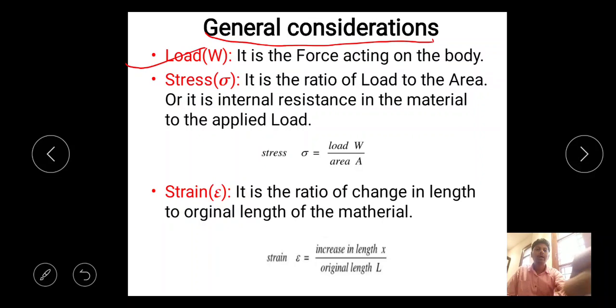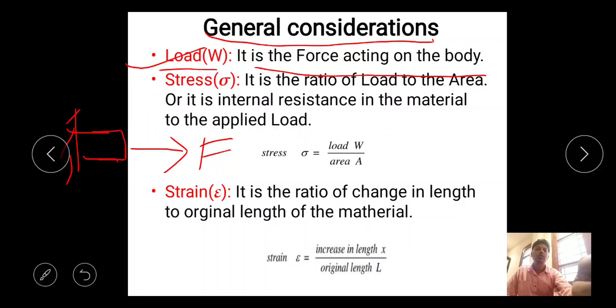That is, what you mean by load. If you are taking a component, if suppose this is a component, and a force is acting on this component, whatever force acts on the body is called nothing but load. Then you should know what is stress. It is the load upon area, whatever the force or load divided by whatever this area is. That is called stress.